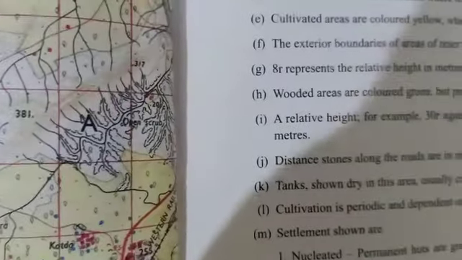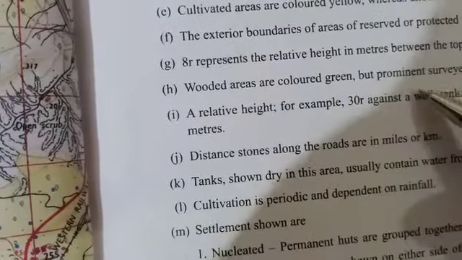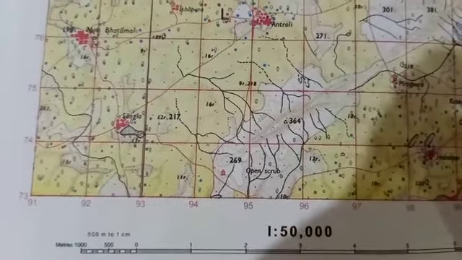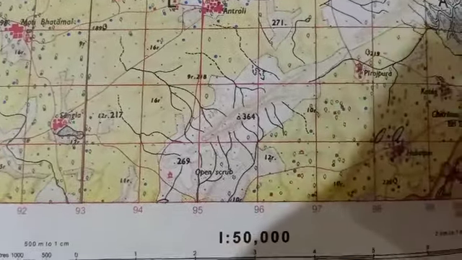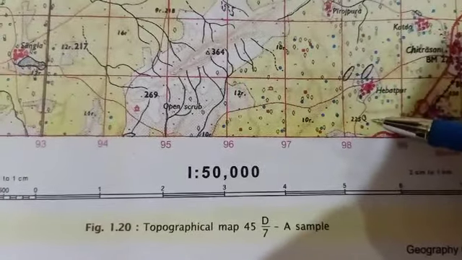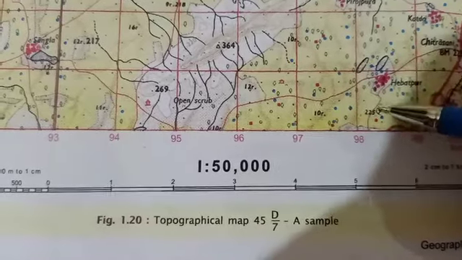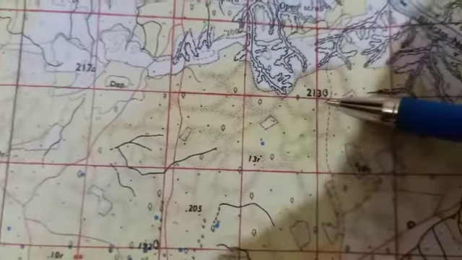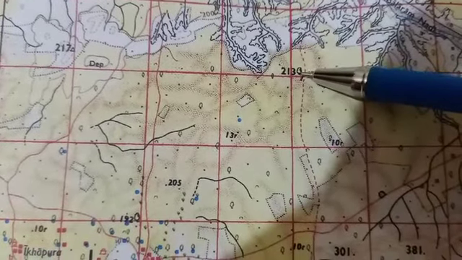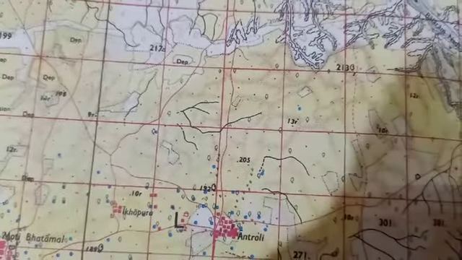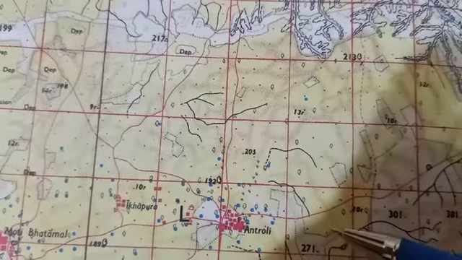Then again wooded areas are colored in green, but prominent surveyed trees are in black. Wooded areas, meaning forest areas, are not found in this map, but we can see a good number of surveyed trees. See, this is a surveyed tree, this particular symbol which is used for a surveyed tree. Then one more surveyed tree is given here, this particular symbol. This is showing a surveyed tree that is also found here. Then again one more surveyed tree somewhere I have seen here.